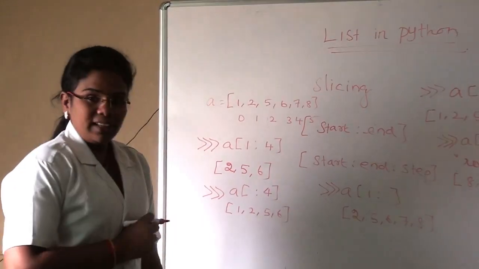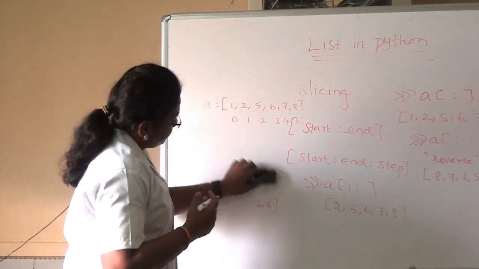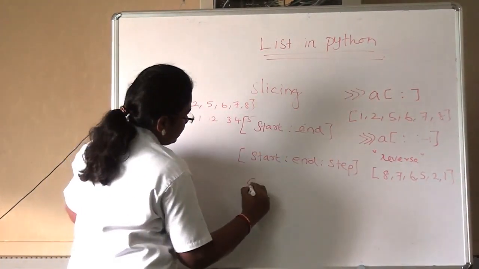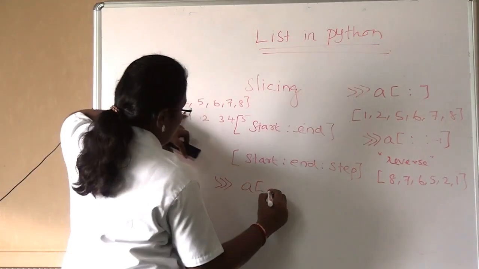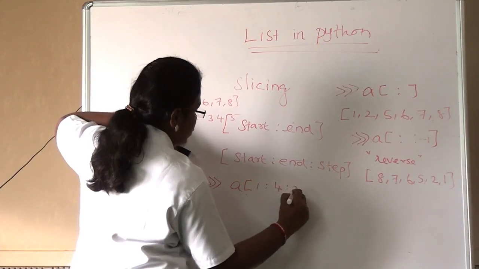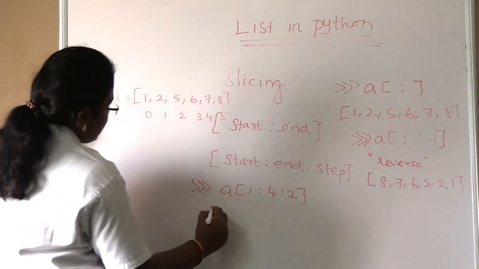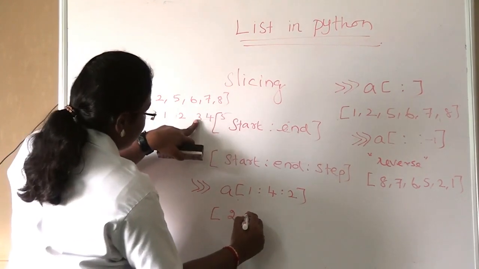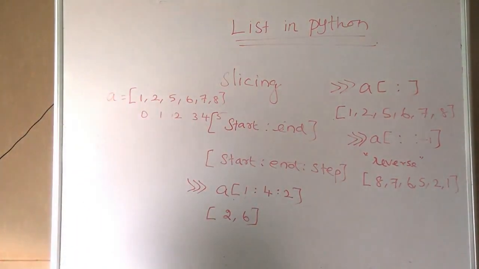By default the step count is 1. You can include the step count on your own. For example, this is my list and I want to include the step count. A of 1 colon 4 colon 2. So the answer is the first number 2, and then it will skip the 5, and then it will include the 6. So the answer is 2 and 6. This is the slicing operator.